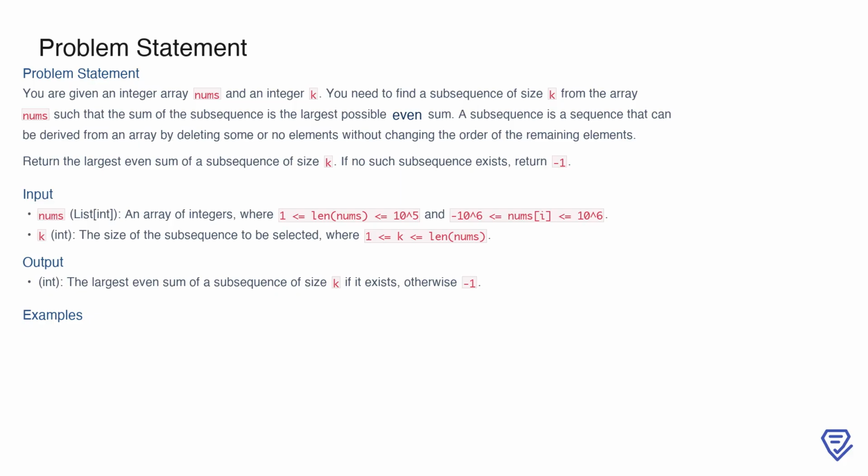The task is to select a subsequence of size k from this array such that the sum of the selected subsequence is the largest possible even sum. Now, it's important to note that a subsequence is formed by deleting some or no elements from the array without changing the order of the remaining elements. Once you identify this subsequence, you will return its sum if it is even.